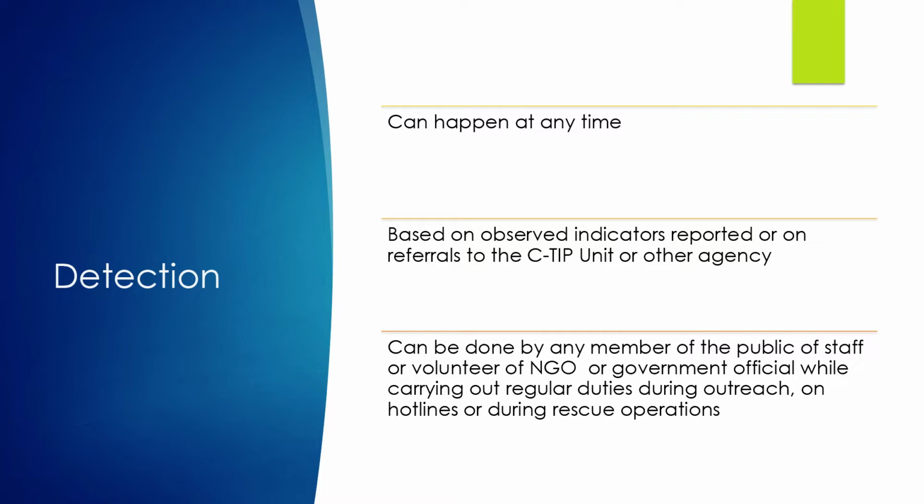It can be done by any member of the public. It can be done by a staff of a government agency, a staff or a volunteer of an NGO. It can be done by a government official while carrying out their regular duties, immigration, customs, the police, who come in contact with somebody that they believe is a potential victim of human trafficking based on indicators that are being exhibited. This detection process leads to a referral or a report. And once detection is done, then we're ready to move to the next step.